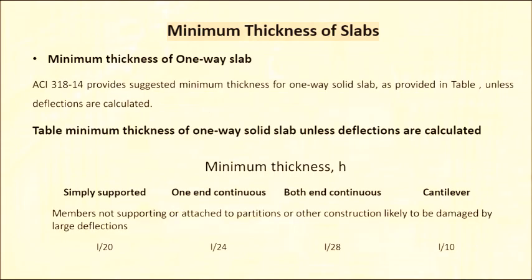Minimum thickness of slabs. Minimum thickness of one-way slab. ACI 318-14 provides suggested minimum thickness for one-way solid slab, as provided in the table, unless deflections are calculated. Table: minimum thickness of one-way solid slab unless deflections are calculated. Minimum thickness, h. Simply supported, one end continuous, both ends continuous, cantilever: members not supporting or attached to partitions or other construction likely to be damaged by large deflections.